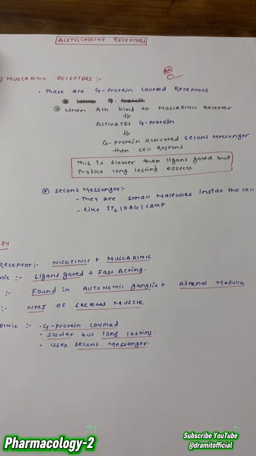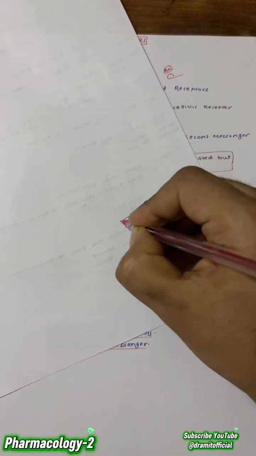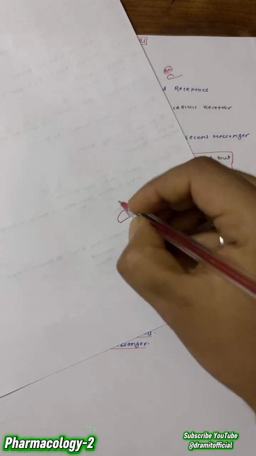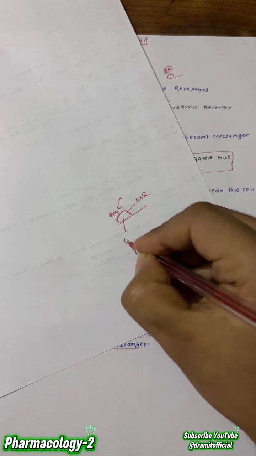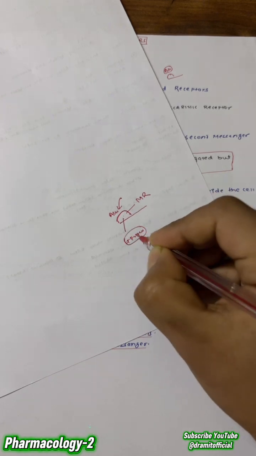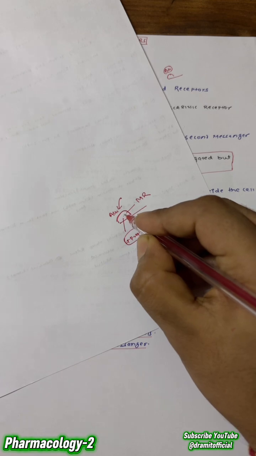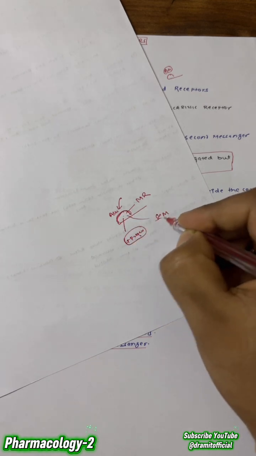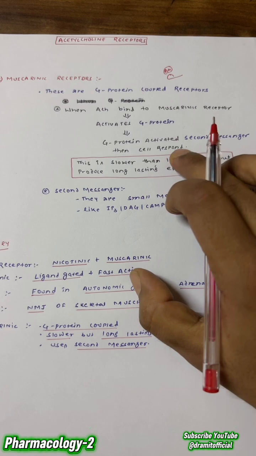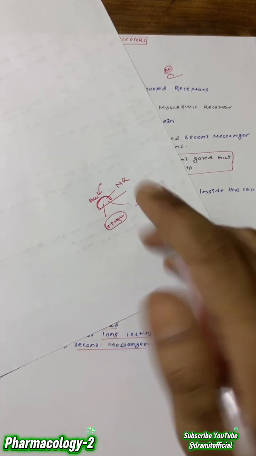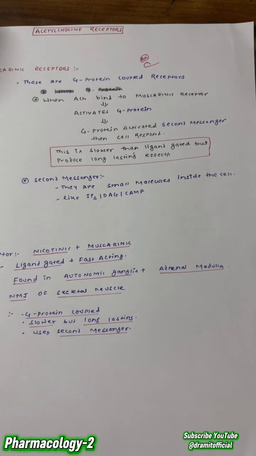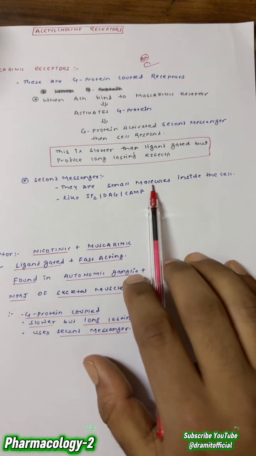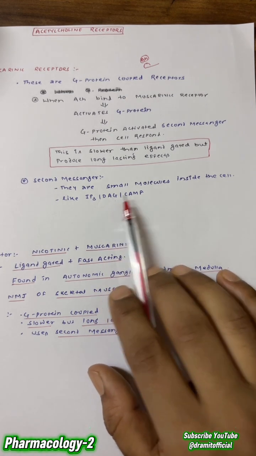So let's understand this. Suppose this is a muscarinic receptor. When ACH comes and binds to this receptor, the G protein will get activated. And this G protein will activate the secondary messengers inside the cell, and when these secondary messengers get activated, the cell starts responding to ACH. Secondary messengers are small molecules inside the cell like IP3, DAG, and cAMP.